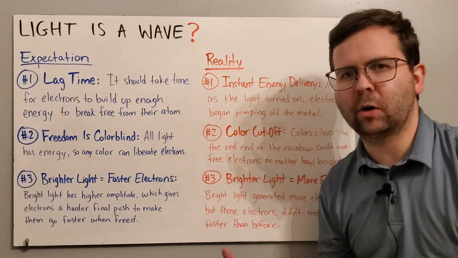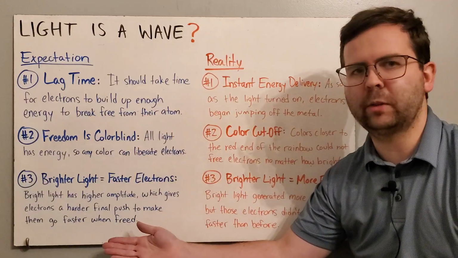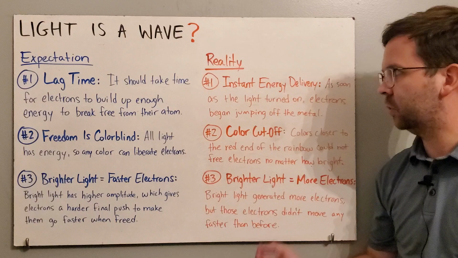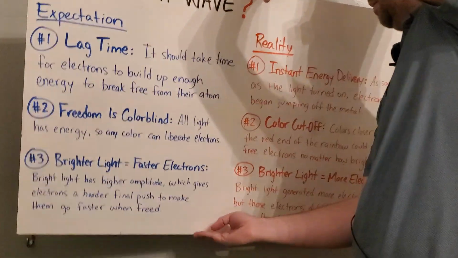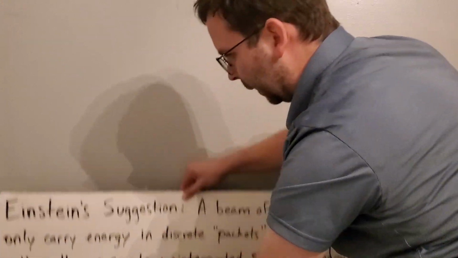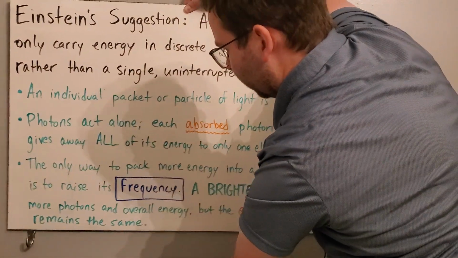So what are we to make of all this? If light is a wave, we should expect these things, except we don't see those things in reality. We see these unexpected phenomena here. And so the solution was proposed by a man named Albert Einstein. I don't know if you've heard of him.